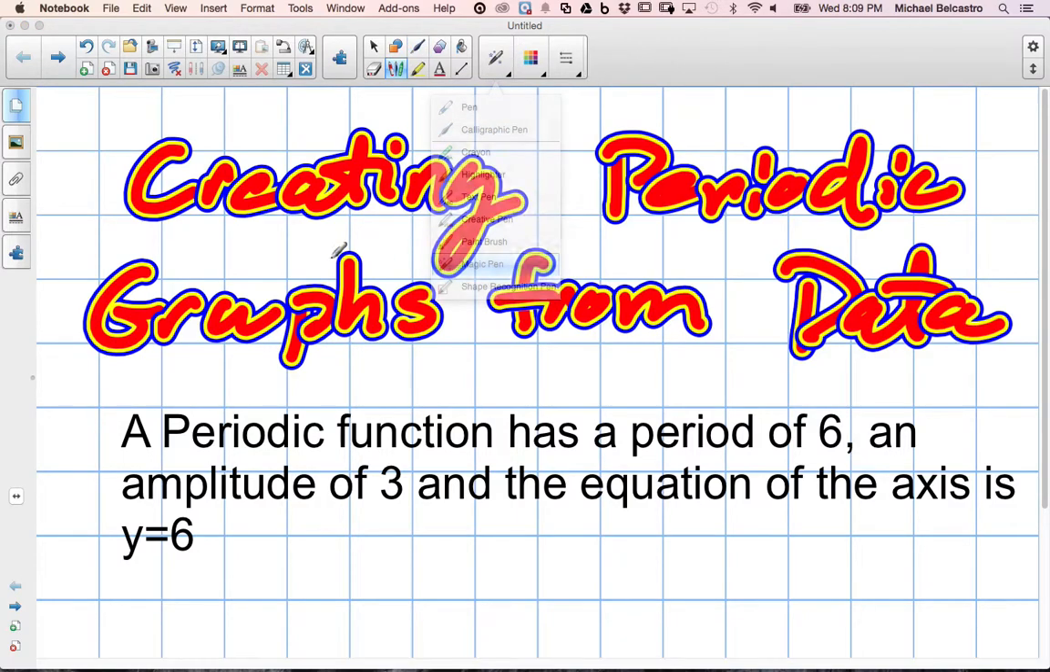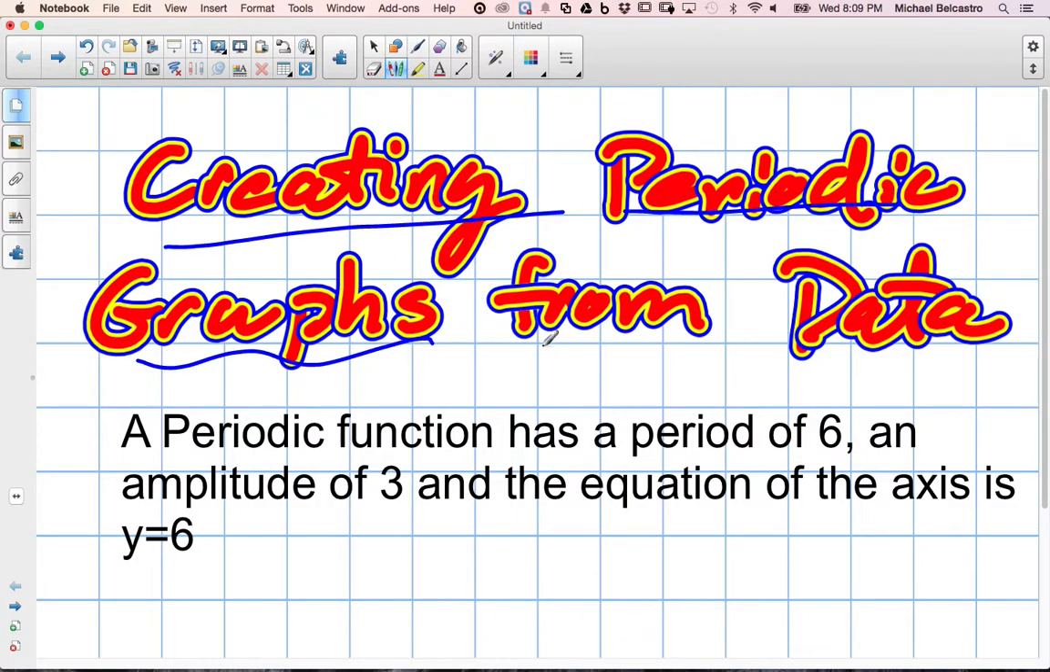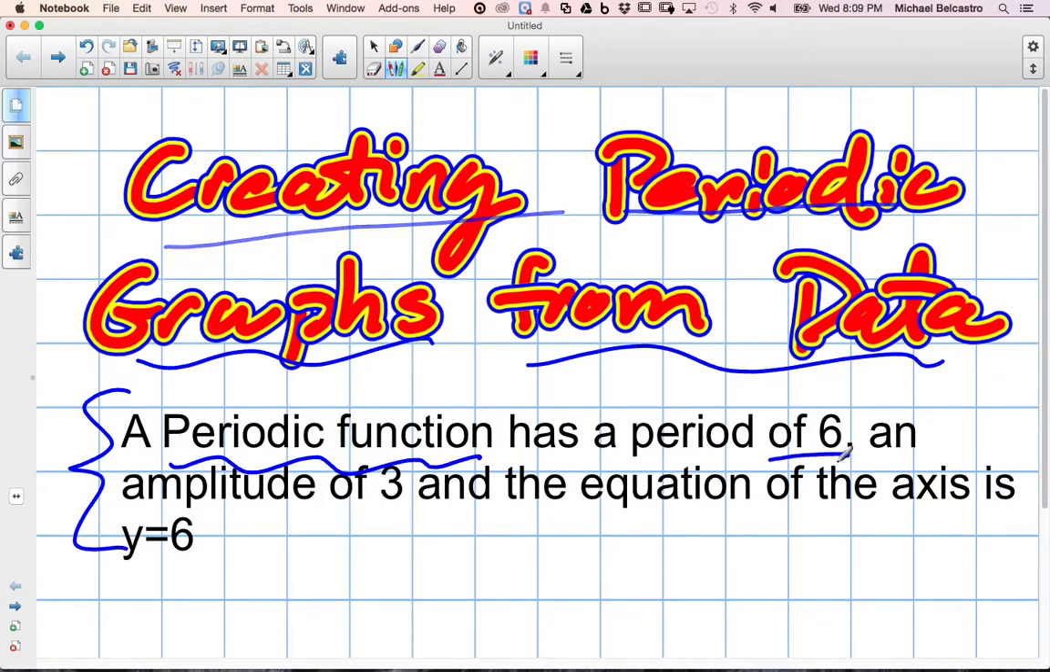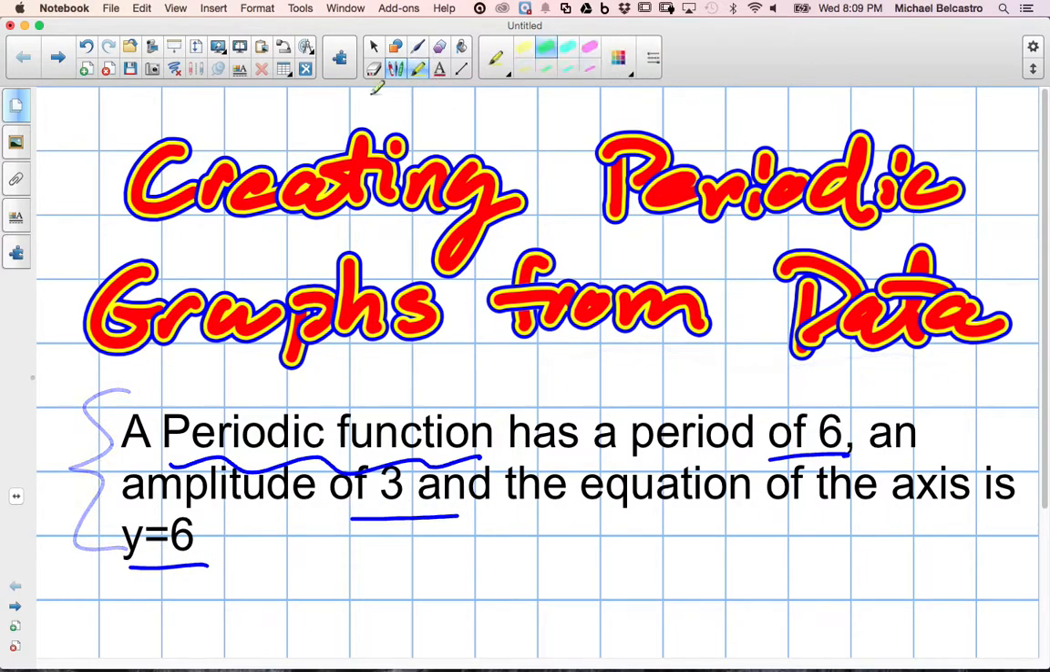We're going to look at creating periodic graphs from data. So this is the information we've been given. A periodic function has a period of 6, an amplitude of 3, and an equation of axis at y equals 6. So there's actually a lot of compounded information in there. First of all, it's a periodic function. Okay, and we'll talk about what that means.